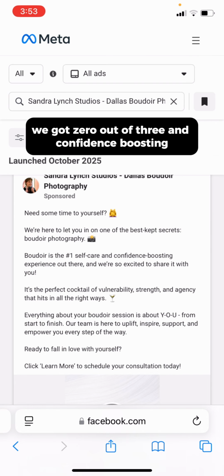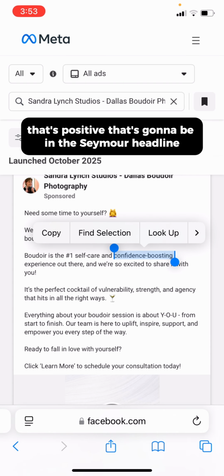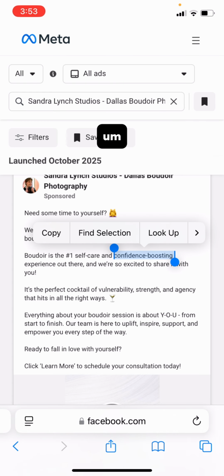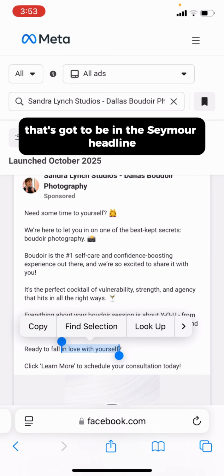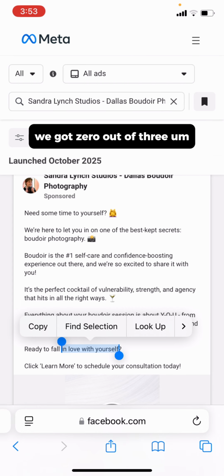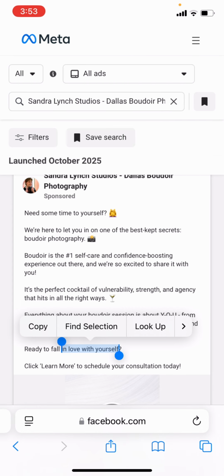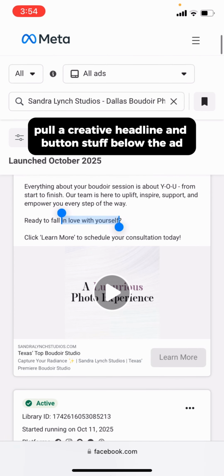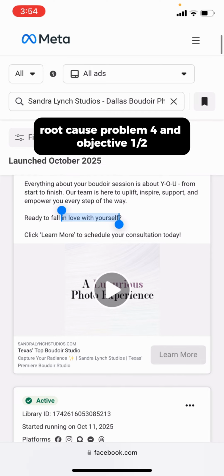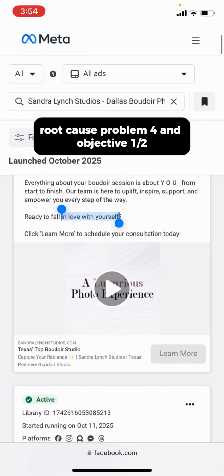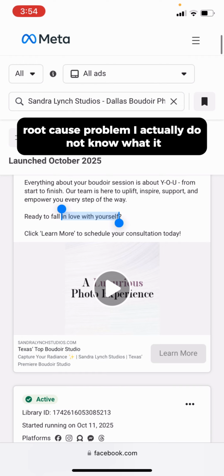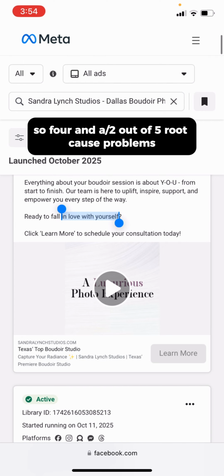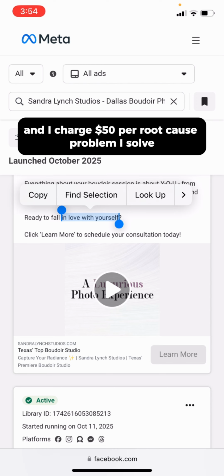Confidence boosting, that's a positive, that's gonna be in the see more headline. Fall in love with yourself, that's a positive, that's got to be in the see more headline. All right, so body copy, yeah, we got 0 out of 3. So that's the third root cause problem. Below creative, headline and button, stuff below the ad, root cause problem 4. Then objective, half a root cause problem. I actually do not know which objective is being used. So 4.5 out of 5 root cause problems, and I charge $50 per root cause problem I solve.